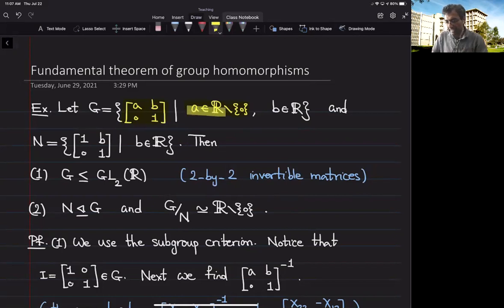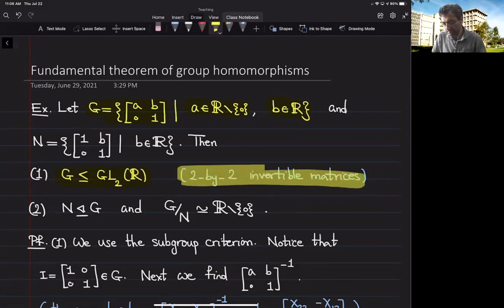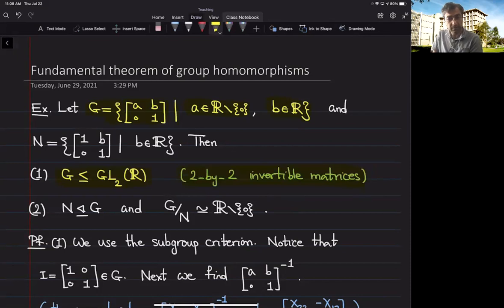So A is an arbitrary non-zero real number, and B is an arbitrary real number, and the claim is that this is a subgroup of GL2R. So that's the first claim. And remember, GL2R means all the 2x2 invertible matrices. We have discussed that 2x2 invertible matrices under multiplication form a group.